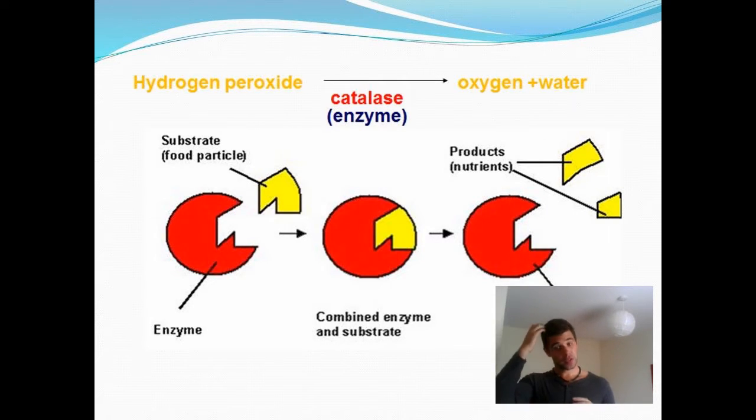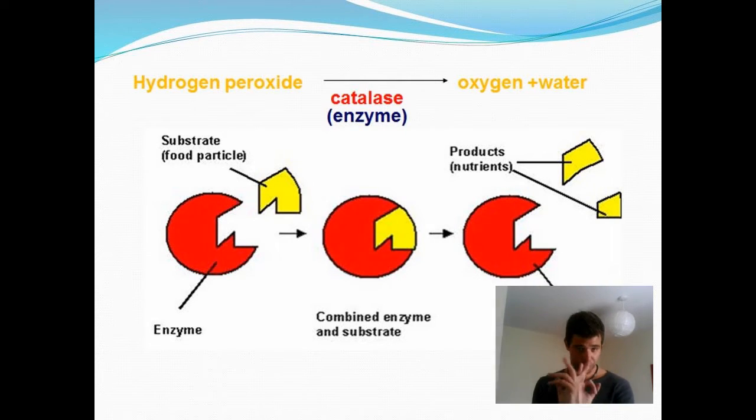Now once the substrate is in the active site, you get a combined enzyme and substrate. Now this is called an enzyme-substrate complex. Immediately after that happens, the catalase, the enzyme, will hydrolyze, that is, break down the hydrogen peroxide into oxygen and water. These are your products. So if we follow the diagram, enzyme binds to the substrate, so catalase binds to hydrogen peroxide. It undergoes hydrolysis, so it breaks down the hydrogen peroxide into oxygen and water, which we call the products.